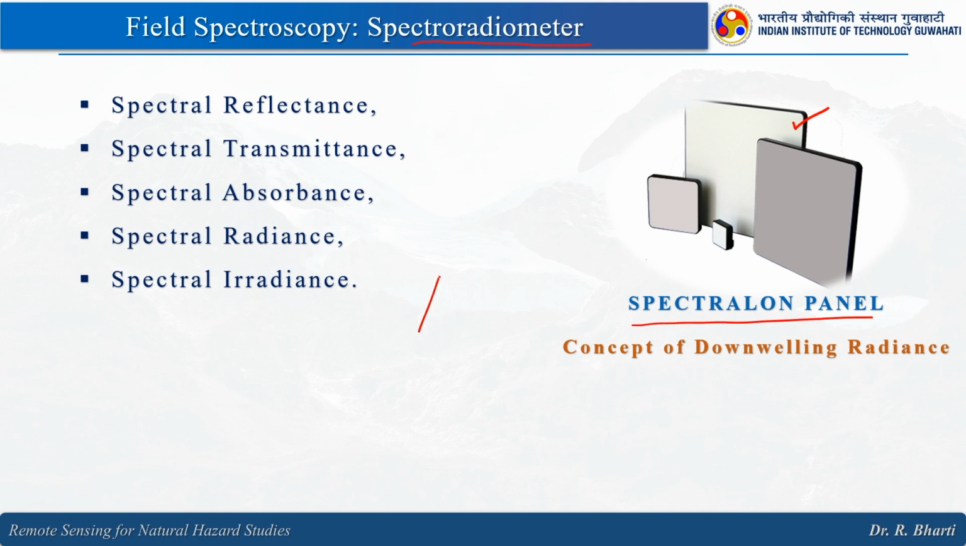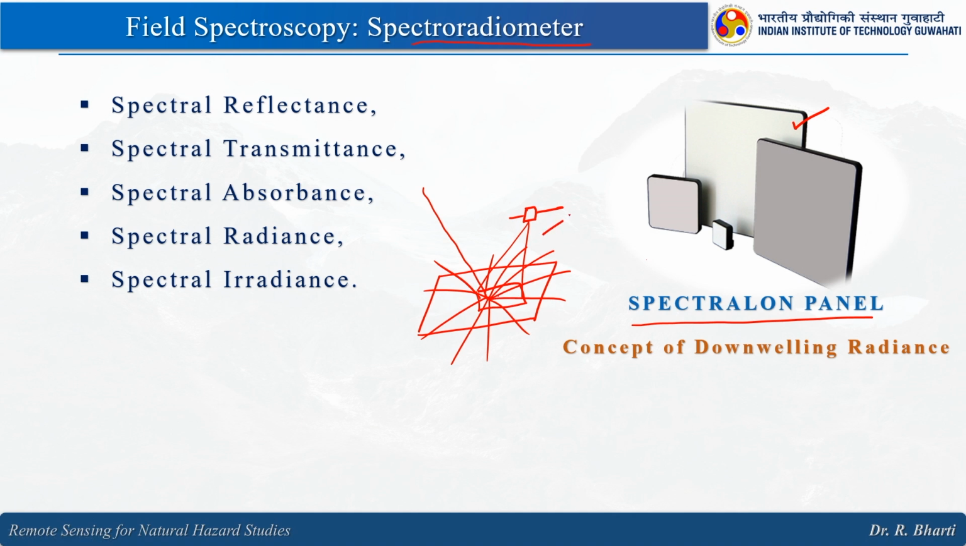So, this is isotropic in nature. So, it has a property, whatever energy falls on this, it will be equally reflected in all the directions and it does not absorb, right. So, now if your instrument is here, right, this is looking at this particular portion of this panel. So, here you will have the irradiance measurement.